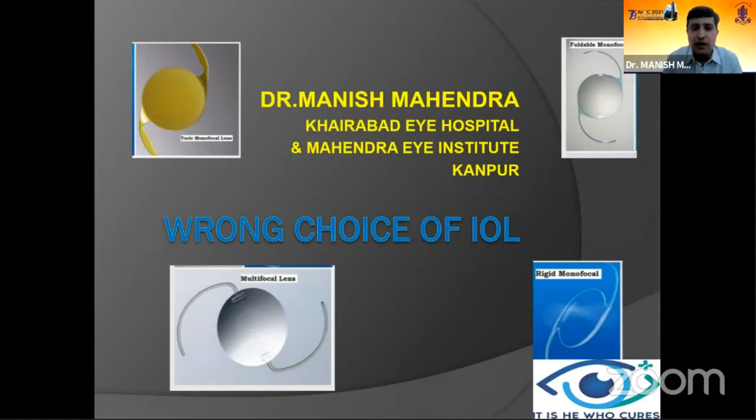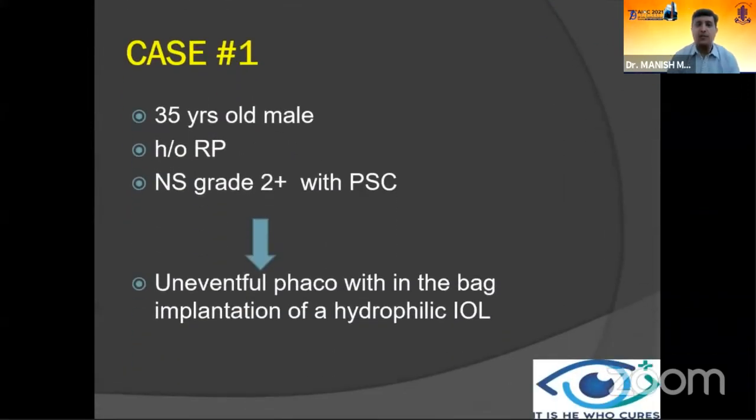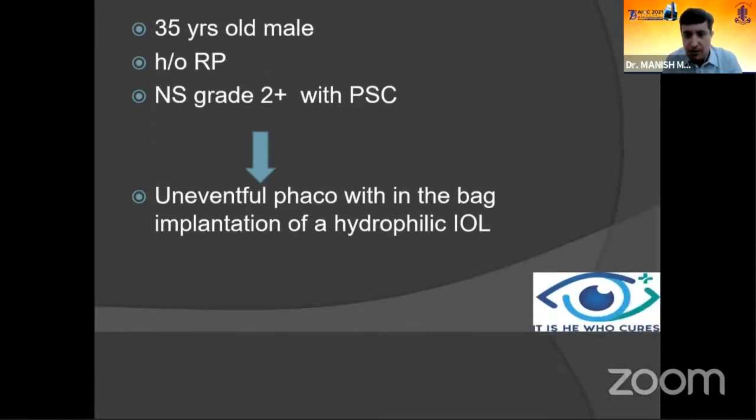So moving forward, I'll be talking on the wrong choice of intraocular lenses, and I'll be dealing with a couple of my cases here. This was a case of a 35-year-old male who had a history of retinitis pigmentosa with NS grade 2 plus with posterior subcapsular cataract. We did an uneventful phaco in this patient and implanted a hydrophilic lens which went in the bag.